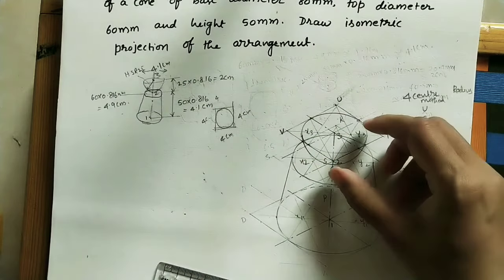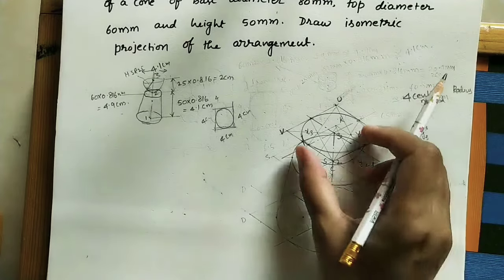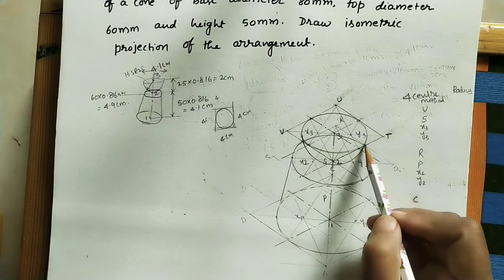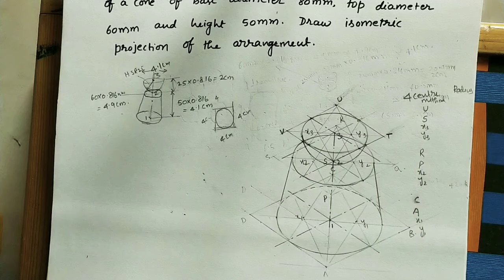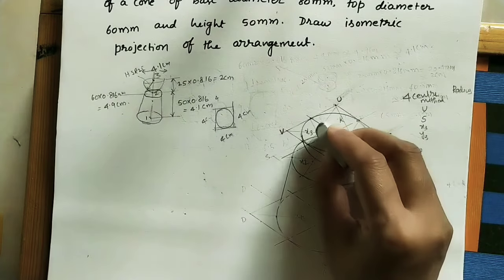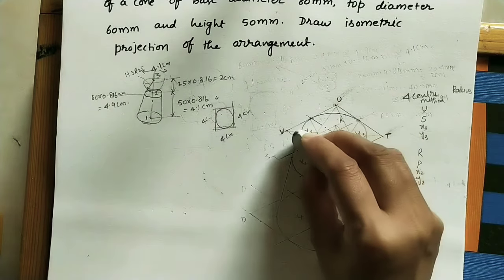Now this is the hemisphere, and it is a solid one, so we can't see this part of the top surface of the frustum. Make it dotted; initially make it light, and after that draw the dotted line.